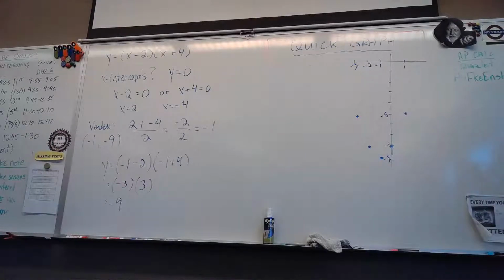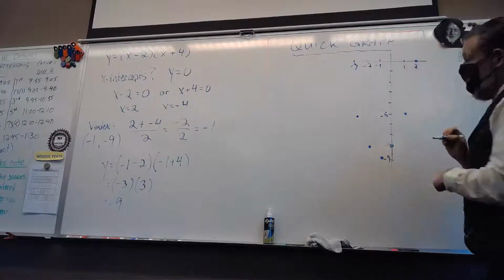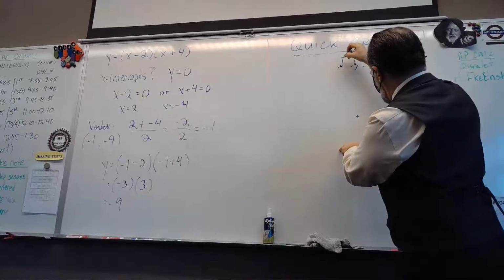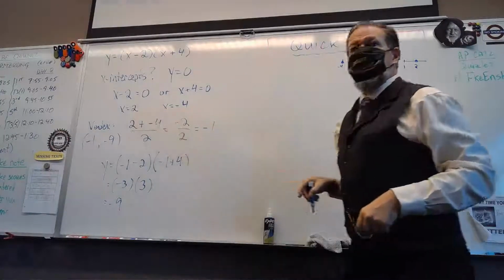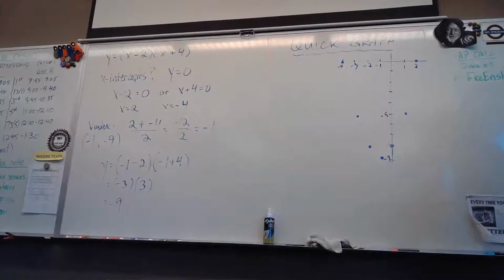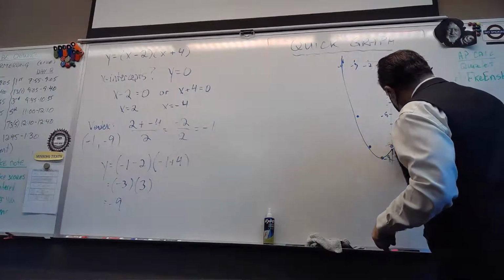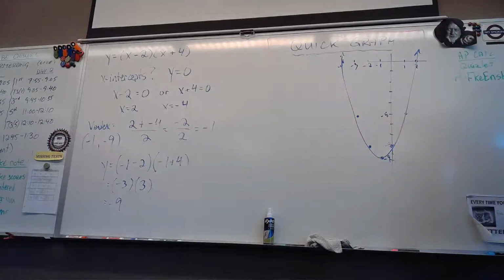What happens when I go out 3? How much do I go up? 9. Yeah. So now I'm over here at 2, and I'm going up 9. And I'm over here at -4, and I'm going up 9. Oh, hey, look. My x-intercepts. How convenient. And I've got enough to draw myself a beautiful parabola.